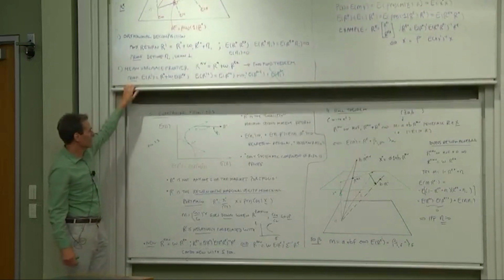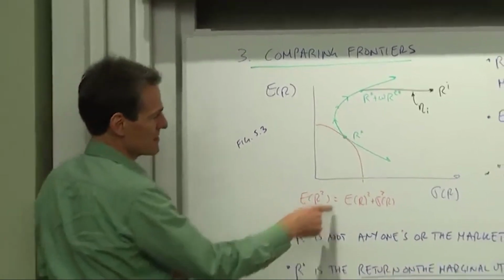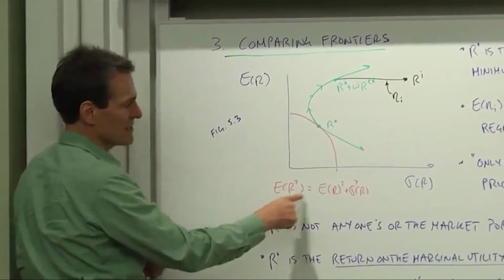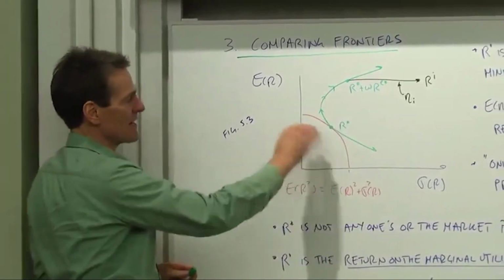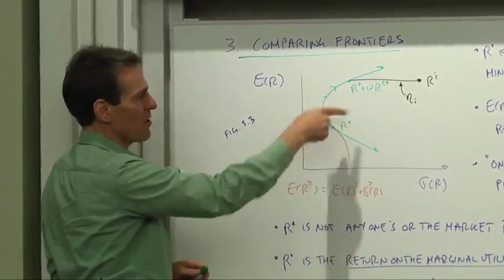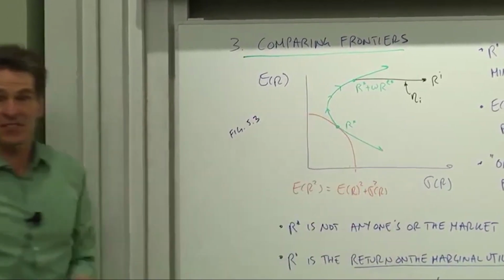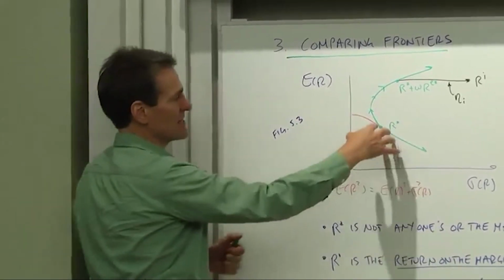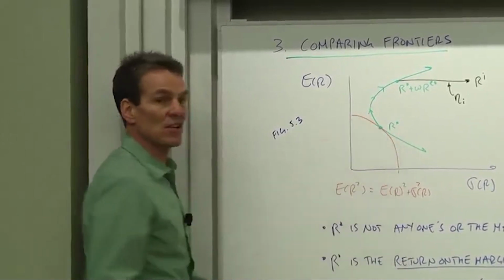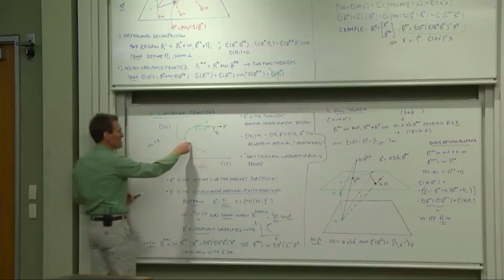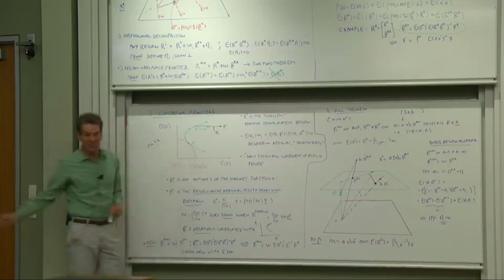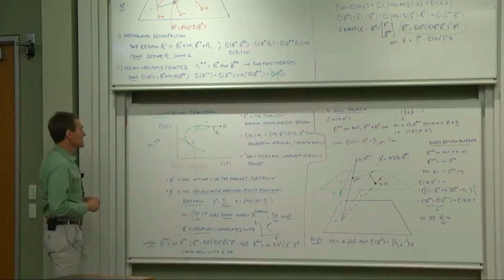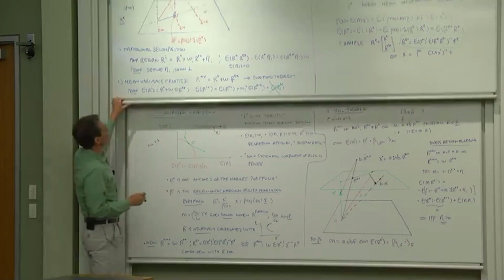Well, that property lets you plot it. Second moments, the mean of R squared, is the mean squared plus the variance. So second moments are circles around the origin in mean standard deviation space. R star is the minimum second moment. It's the return closest to the origin. There she is. R star, the most interesting return of all, is on the bottom section of the mean variance frontier.